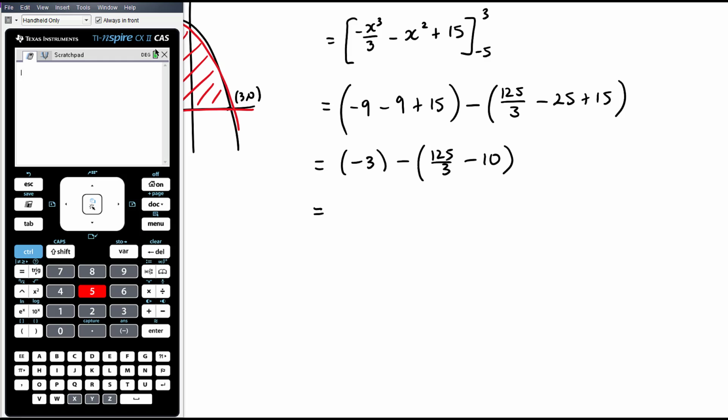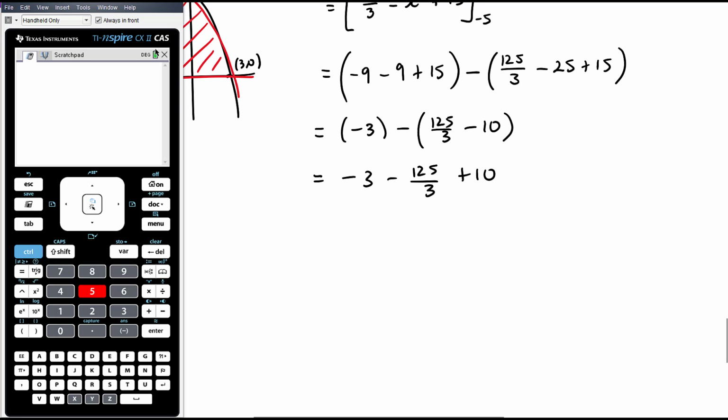Alright, so maybe let's just get rid of those brackets at this point rather than try to combine those right now, because it's easy to put the negative 3 together with the 10. So negative 3 minus 125 on 3 plus 10. So negative 3 plus 10 is 7 minus 125 on 3.